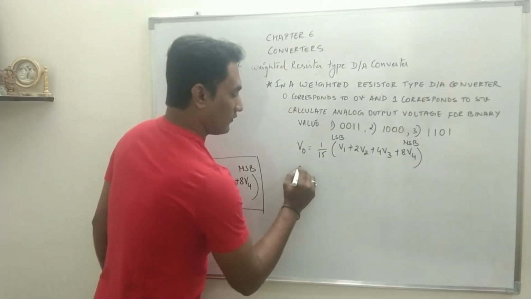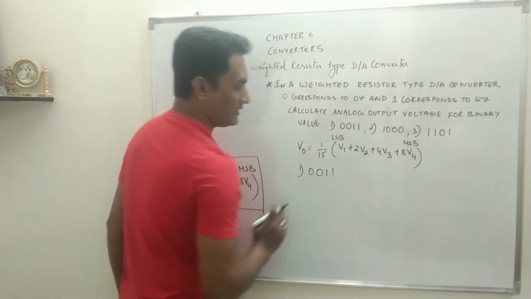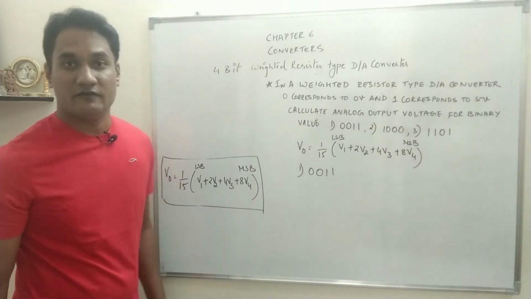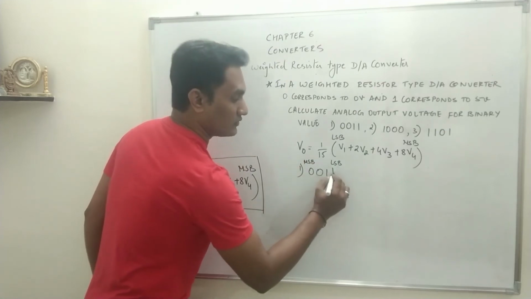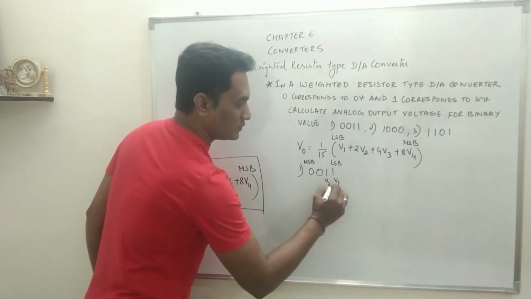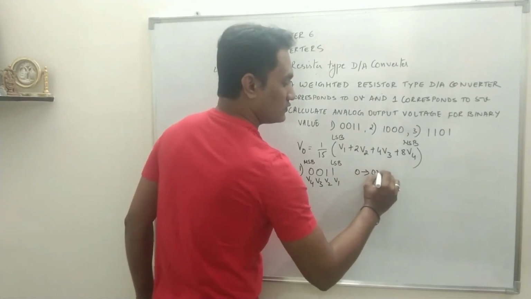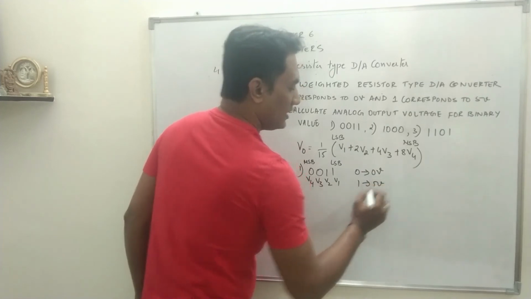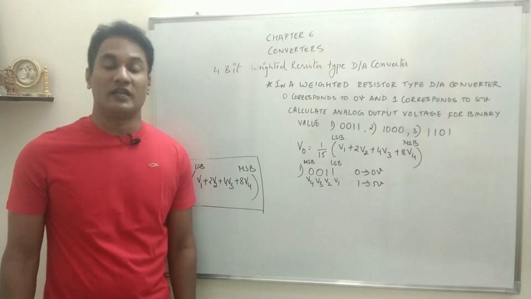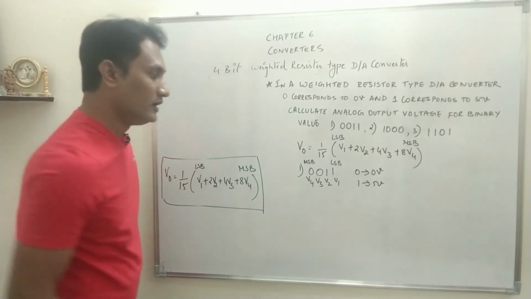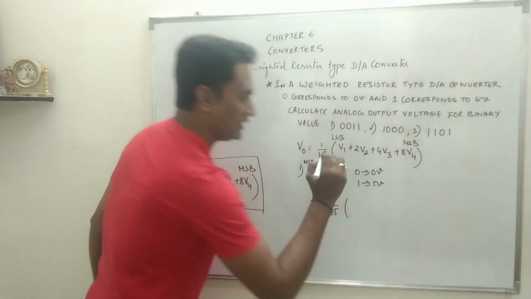Next is the first number. We will take 0011. So in this binary number, you can easily identify which is LSB and which is MSB. So this is your LSB and this is your MSB. So this LSB is nothing but V1. So this is V2, this is V3 and this is V4. And what we say is 0 corresponds to 0 volt and 1 corresponds to 5 volts. So wherever you are writing 0, you have to substitute with 0 volt, and wherever you are writing 1, substitute with 5 volt.